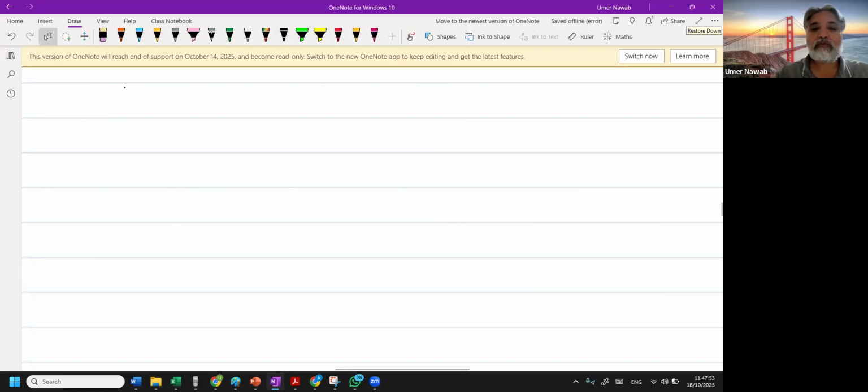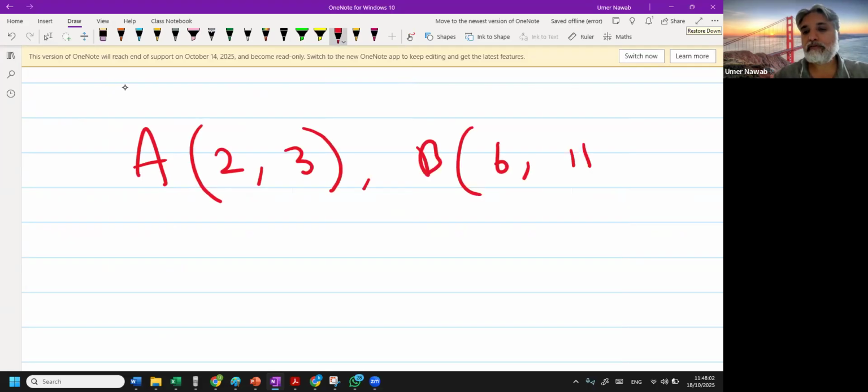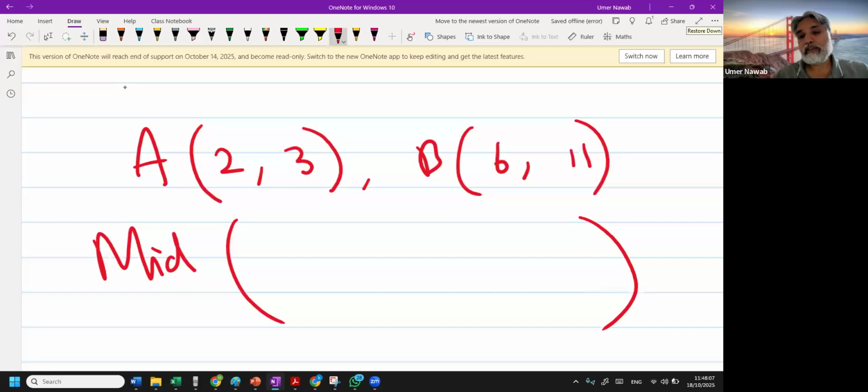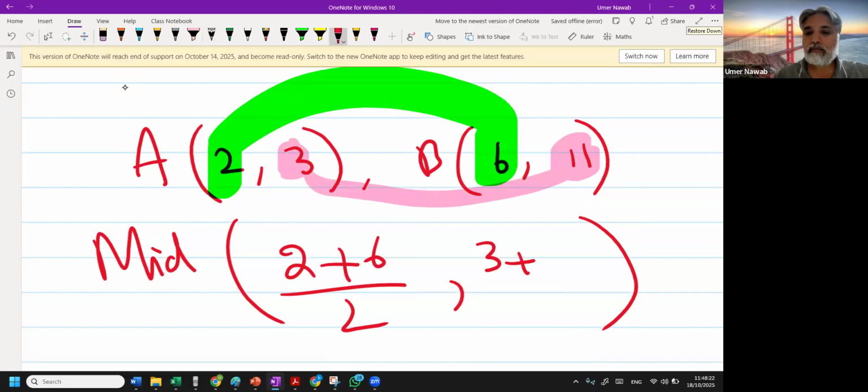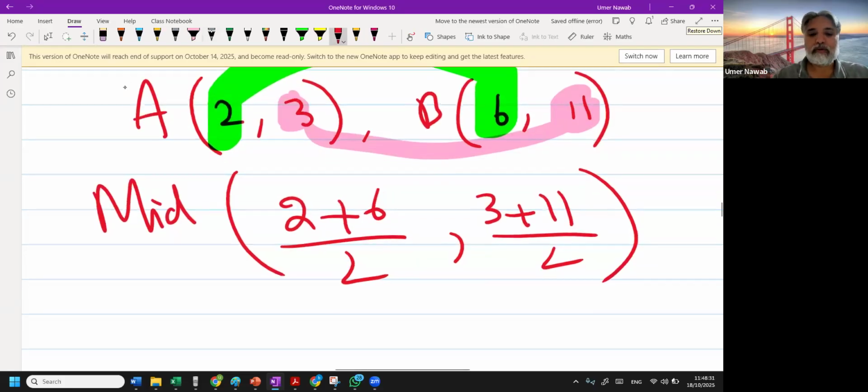So when a person wants to find the midpoint, for example, this is A (2, 3) and B is (6, 11), and you want to find the midpoint of these 2 points, what do you have to do? You have to take the average of the x coordinates. So how to do the average? Add them and divide by 2. Can I take the average of the y coordinates also? So 3 plus 11 divided by 2, no need to take the minus. So you just need to add the x coordinates and add the y coordinates and then divide by 2. So your final answer will be (4, 7).